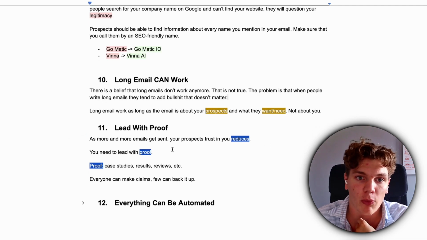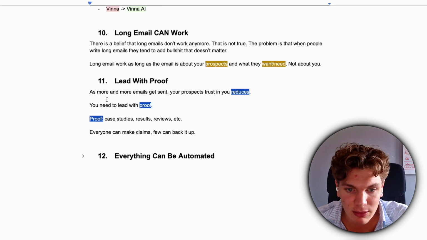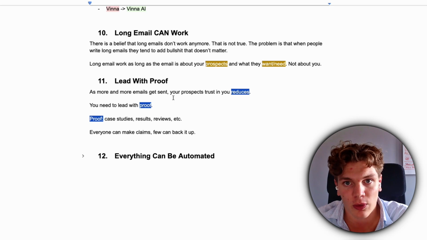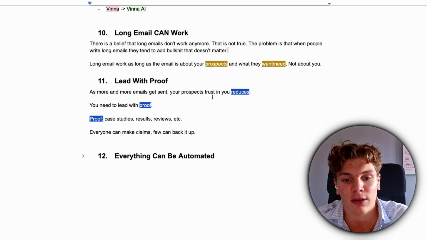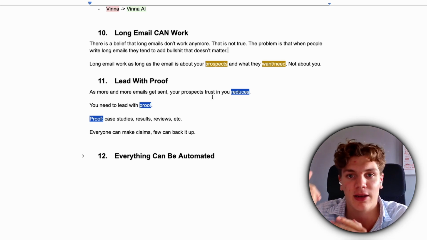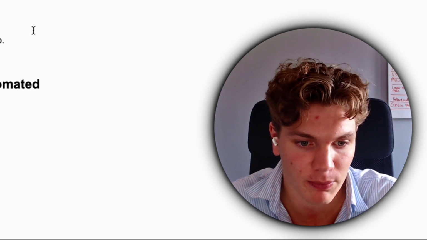And 11, lead with proof. And this will become more and more important as we go. So as more and more emails get sent, your prospects' trust in you reduces. So if they receive 50 claims that they can increase their revenue every single day, then the trust that people can achieve that outcome for them reduces, all right? So you need to lead with proof, and proof are case studies, results, reviews, etc. And the thing here is that everyone can make claims, few can back it up. So back it up, lead with proof. And this is getting more and more important in the future.